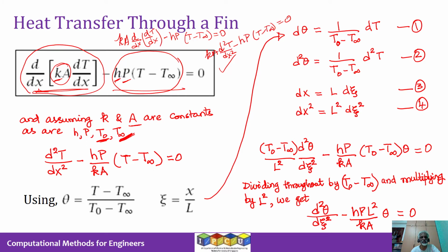So just recognition of the fact that K and A are constant, you can take them out, as well as the fact that d by dx of dT by dx is nothing but the second derivative, d squared T by dx squared, I can write this expression. And then you divide throughout by KA. When you divide throughout by KA, you get d squared T by dx squared minus hP by KA times (T minus T infinity) equals 0.